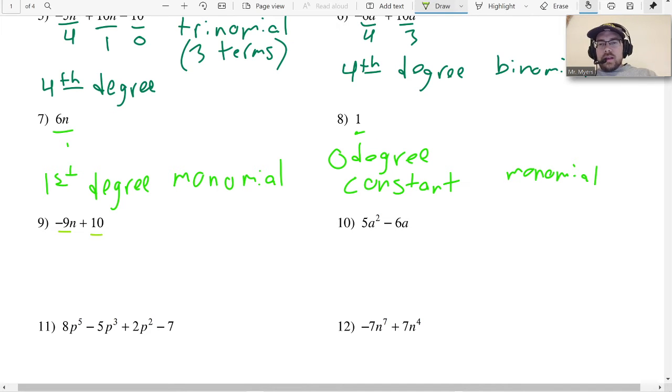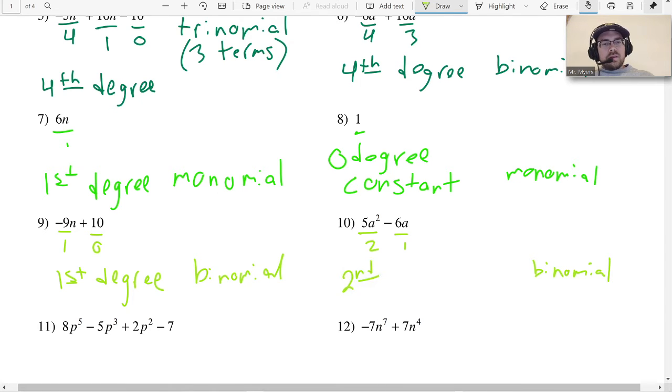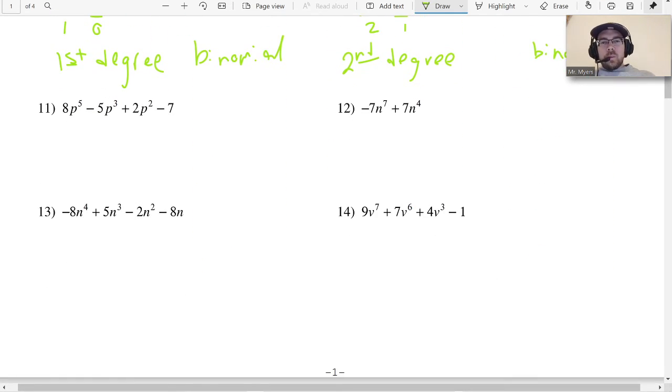It's got 1, 2 things, so it's a binomial. And that's a degree 1, that's a degree 0, so it is a first degree binomial. Okay? Now we've got 2 things. So binomial. And that's a power of 2. That's a power of 1. Second power is the highest, so it is a second degree. Which again, we call that a quadratic. Second degree binomial.